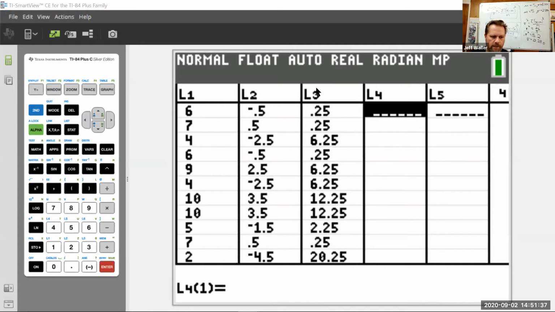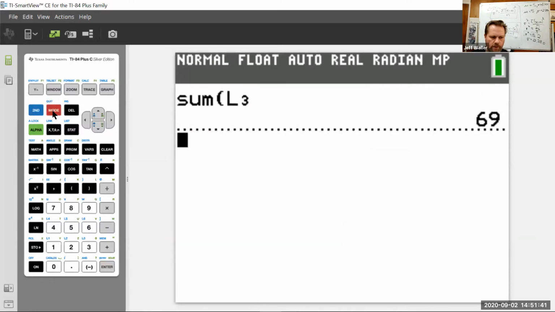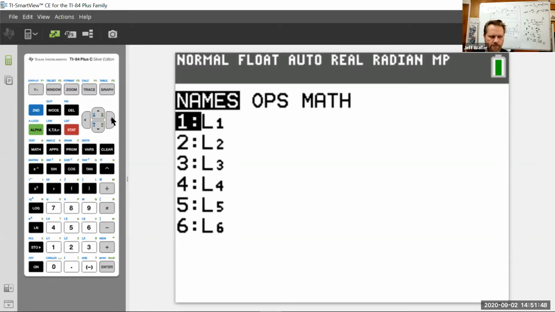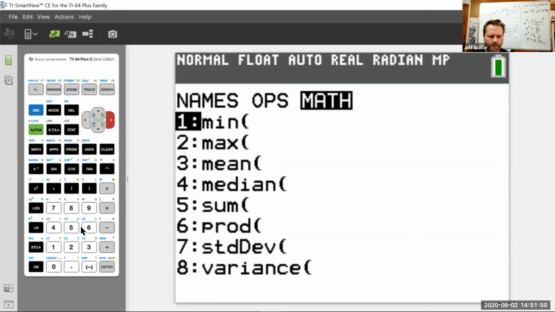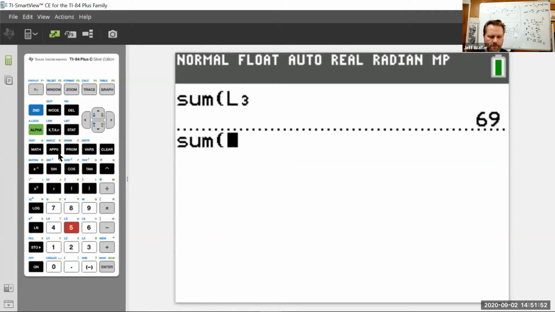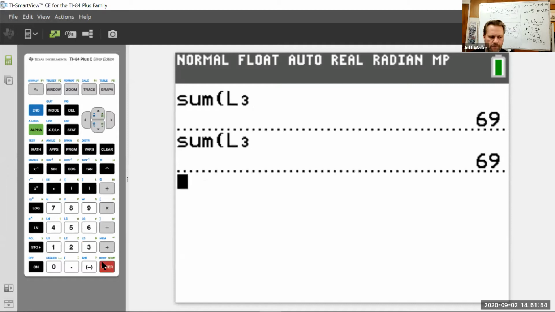But if I want to get the sum of list 3, I can hit second, quit, get out of here, and then just do this. So I've already done it earlier. So just to show you again, second stat to get the list. I want to do math on my lists. I want to sum up my list 3. There you go.